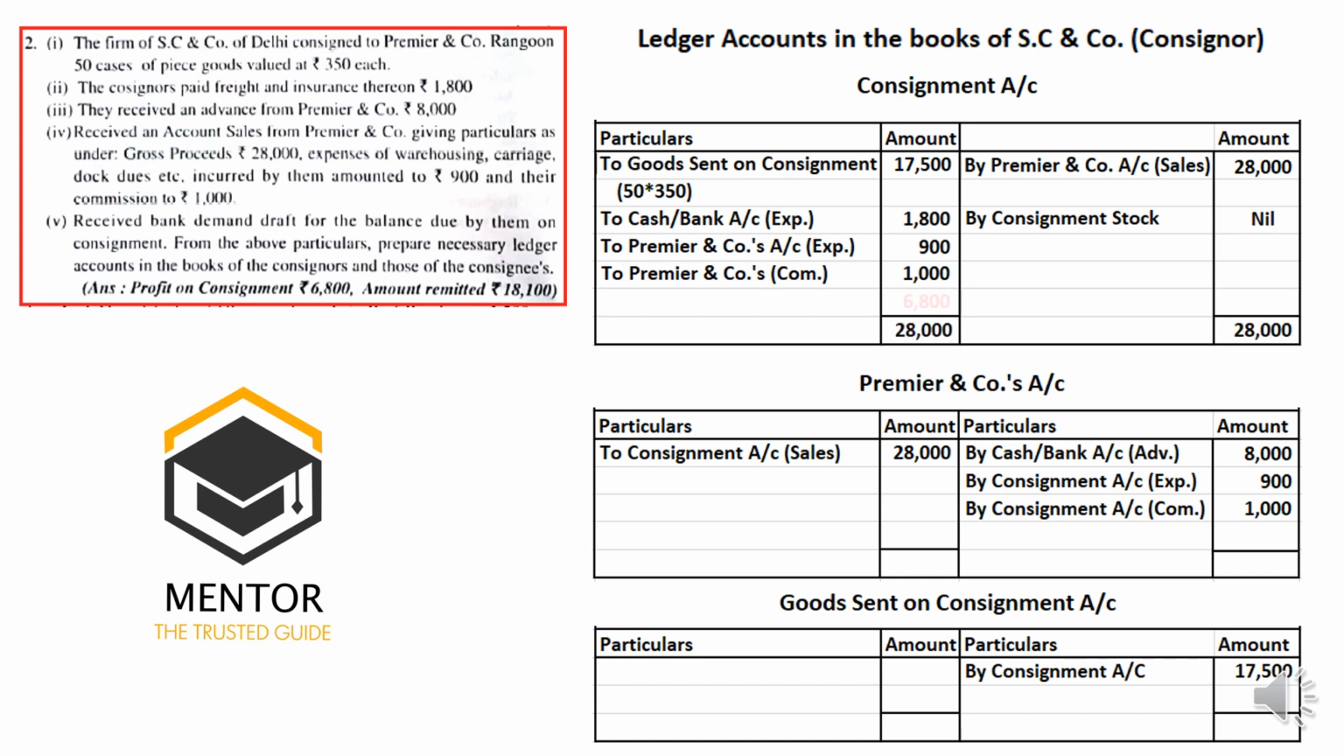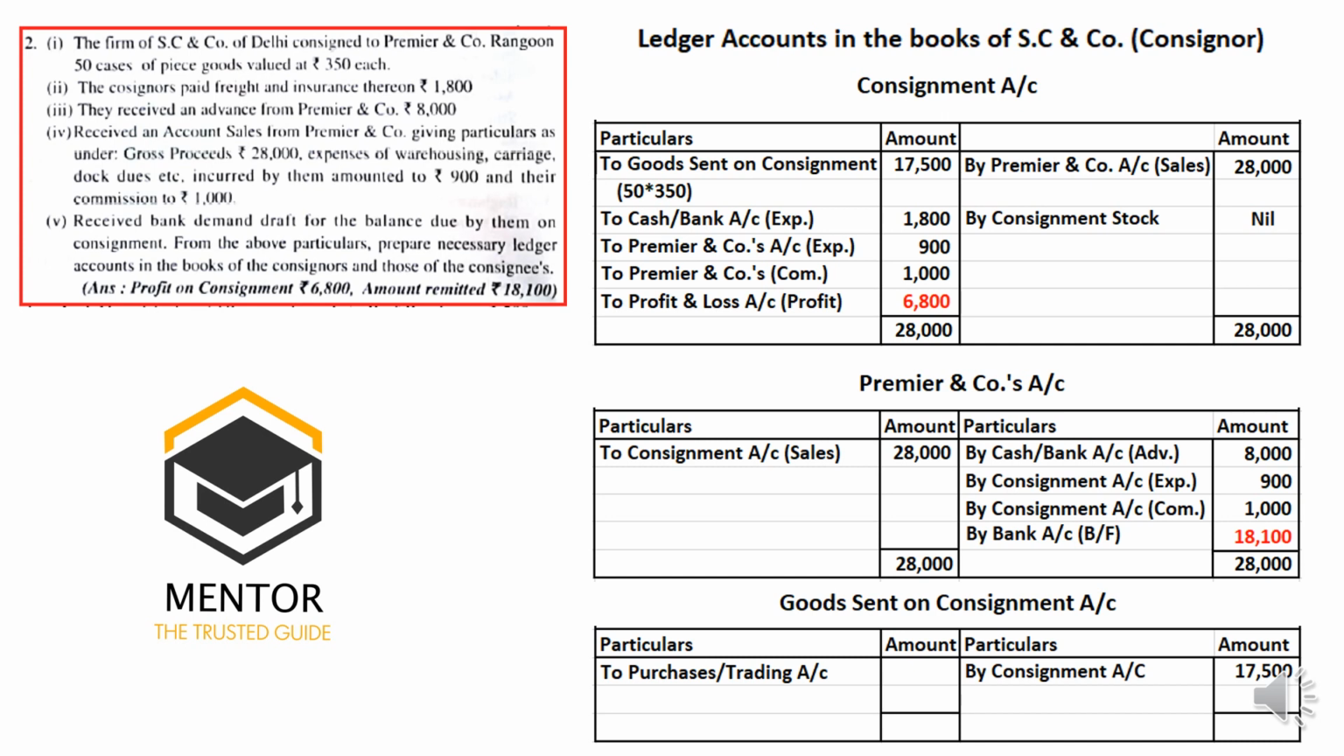Then we will close this consignment account. We are getting the balancing figure on the debit side, that is 6800. So it is profit. So it will be transferred to profit and loss account. Then we will close the consignee account. We are getting the balancing figure on the credit side, that is 18,100. That will be written as bank, that is the balancing figure. In this question it has stated that the balance will be paid off by the consignee in the bank draft. Received a bank draft for the balance due, that is fifth paragraph, fifth point, please.